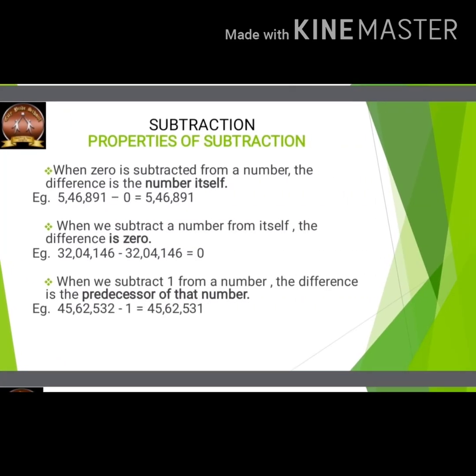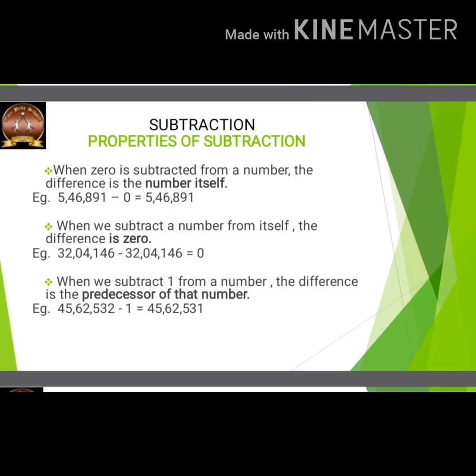Now we will learn the properties of subtraction. Let's go with the first one. When 0 is subtracted from a number, the difference is the number itself. Same like addition. If I subtract or add 0 to any number, I get the number itself. Here the example is 5,46,891 minus 0 will give me back 5,46,891.